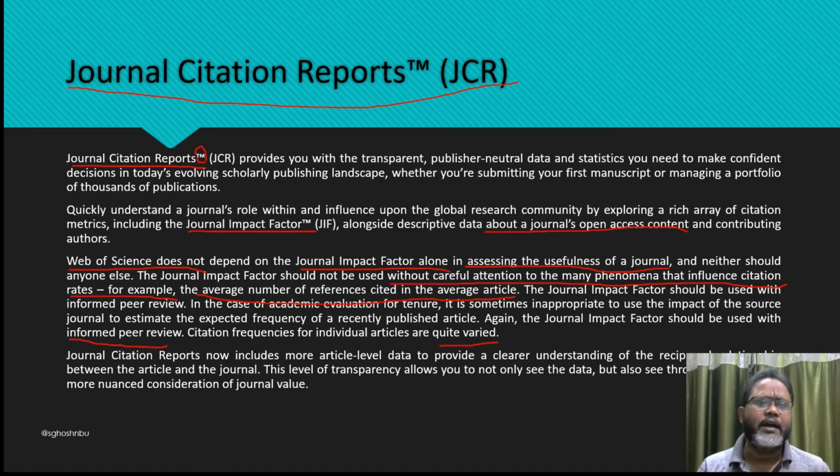Now we have the Journal Citation Reports, the JCR. This JCR is a product of Thomson Reuters, right now Clarivate Analytics. It provides transparent, publisher-neutral data and statistics that one needs to make confident decisions in today's evolving scholarly publishing landscape. And the journal impact factor, JIF, alongside the descriptive data about journals and open access contributors, these are the most important things, and this is Web of Science.